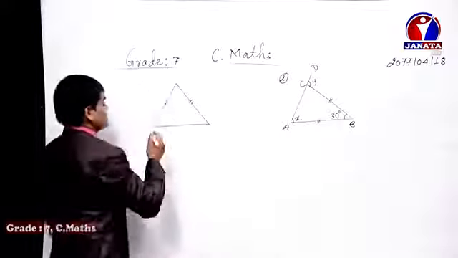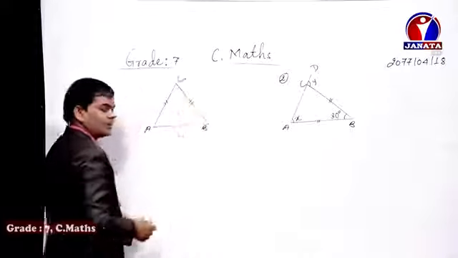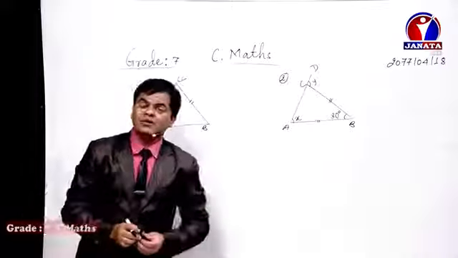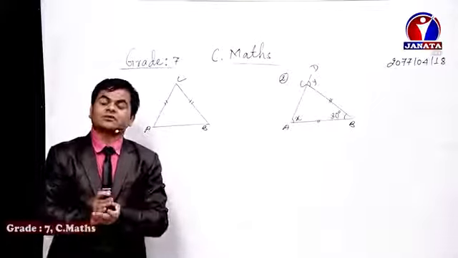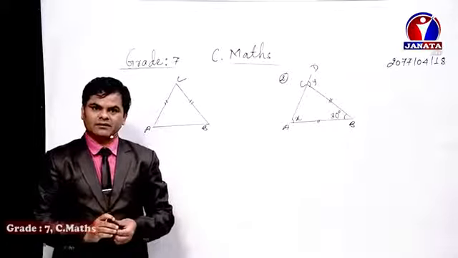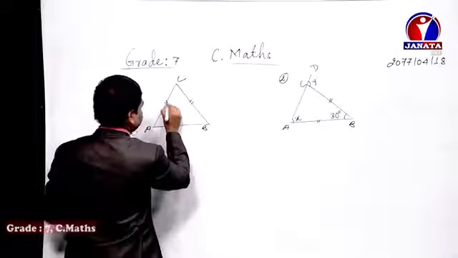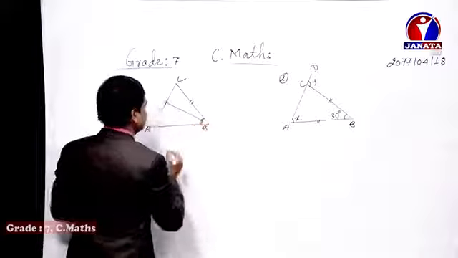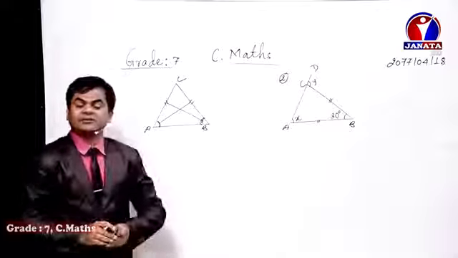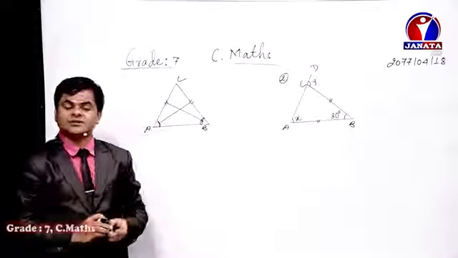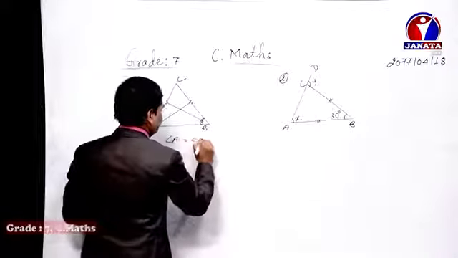And in case of an isosceles triangle, what do we learn? We learn that the base angles of an isosceles triangle are equal, and the two angles which are opposite to the equal sides are the base angles. The remaining, third angle is known as the vertical angle. Here, opposite to this equal side, this one angle, and opposite to this one, these two are the base angles, and the two base angles of an isosceles triangle are equal to each other.